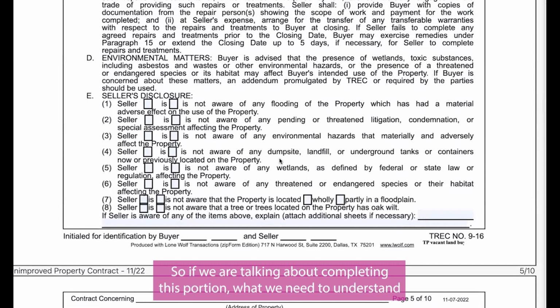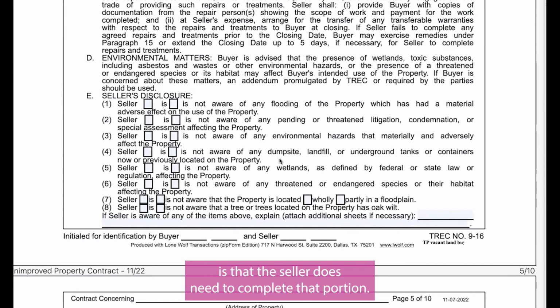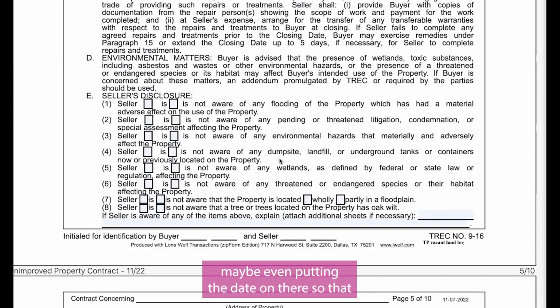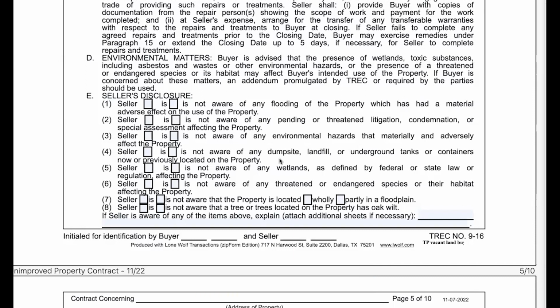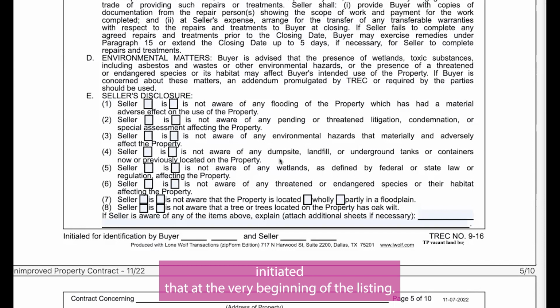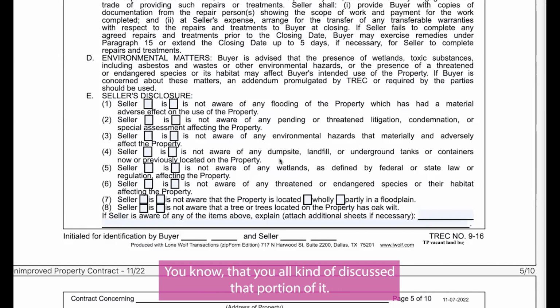So if we're talking about completing this portion, what we need to understand is that the seller does need to complete that portion. So if you're a listing agent, it would be helpful if this page was included in your listing documents and having the sellers already initialed it, maybe even putting the date on there, so that it's kind of clear that the seller initiated that at the very beginning of the listing, that y'all kind of discussed that portion of it.